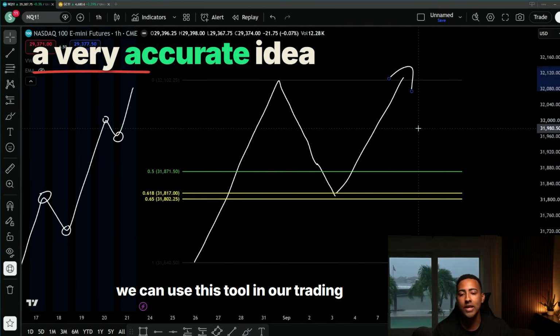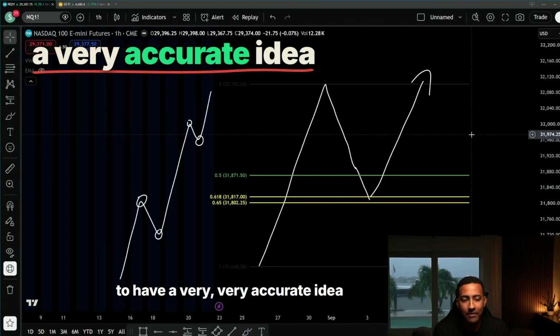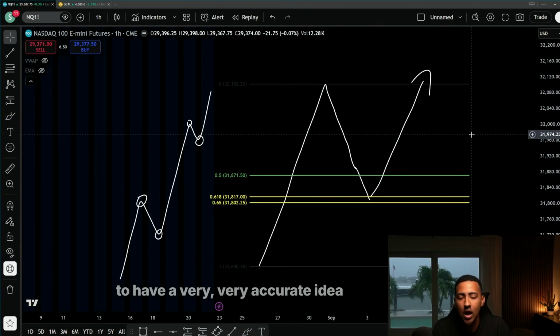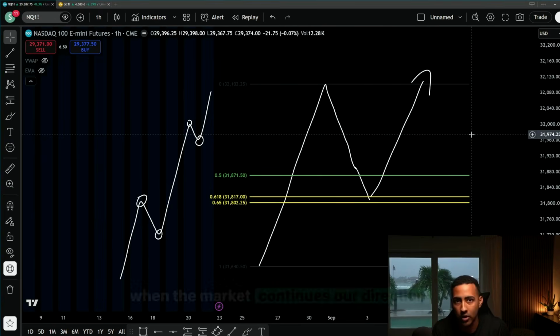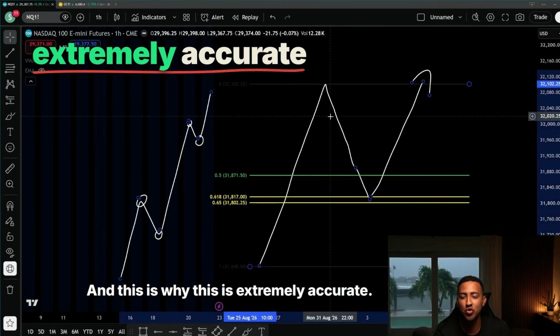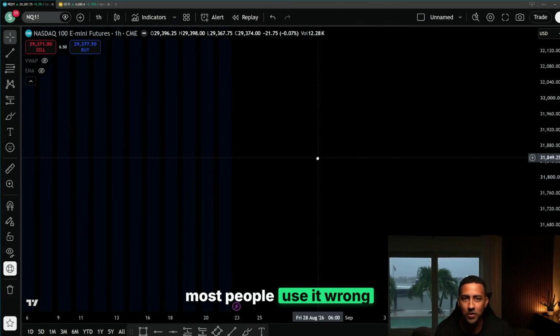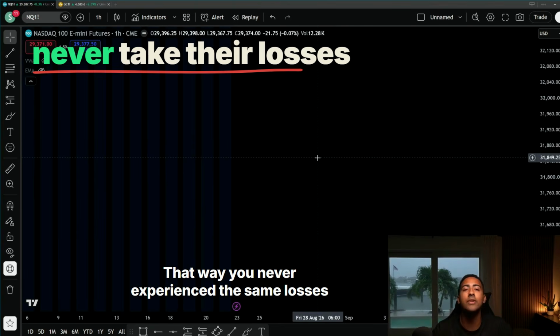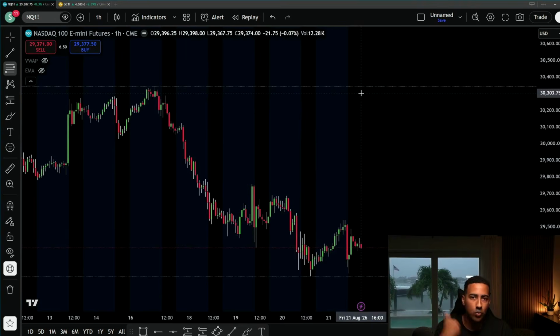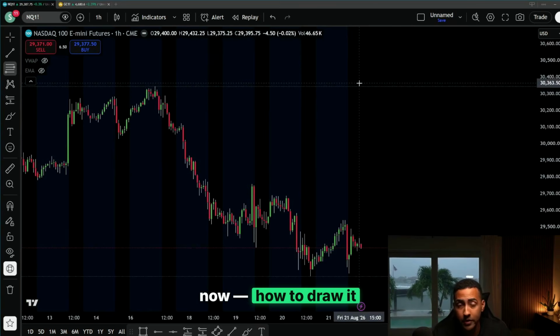And so we can use this tool in our trading to have a very, very accurate idea of when the market is going to actually continue in our direction. And this is why this is extremely accurate. But remember, a lot of people use it wrong. So I'm going to show you in this video how to actually do it correctly. That way you never experience the same losses that people have. So now that you know what the strategy is and how it works, we just need to actually learn how to draw the Fibonacci retracement.